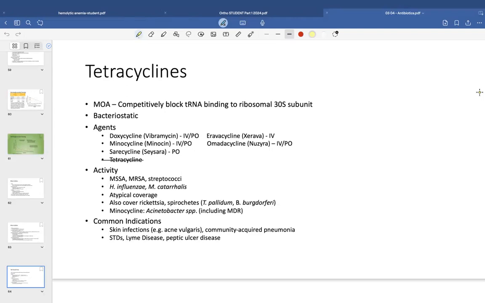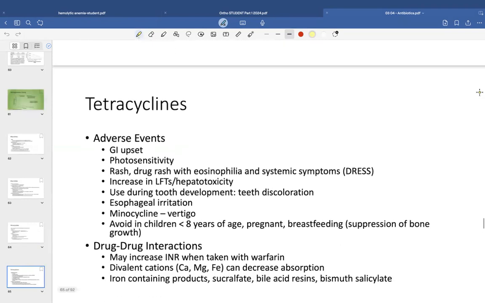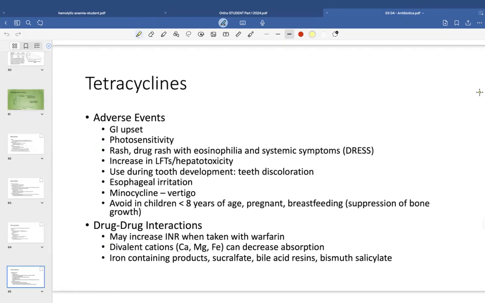They do though have some side effect baggage. We use them for skin infections. One of the ironies around it though is that it can cause photosensitivity, meaning that your skin becomes more sensitive to sunlight. They can go into sunburn.